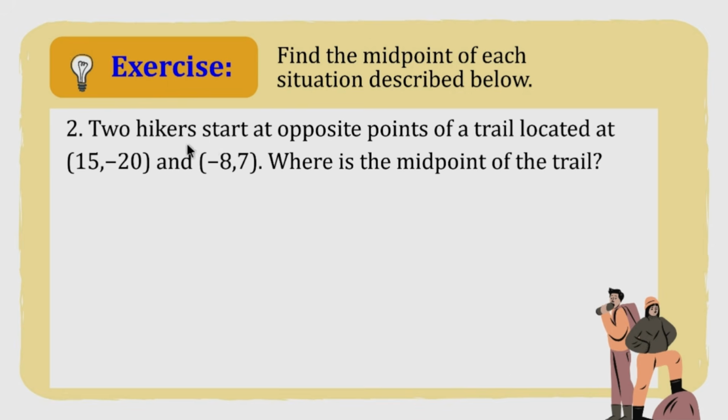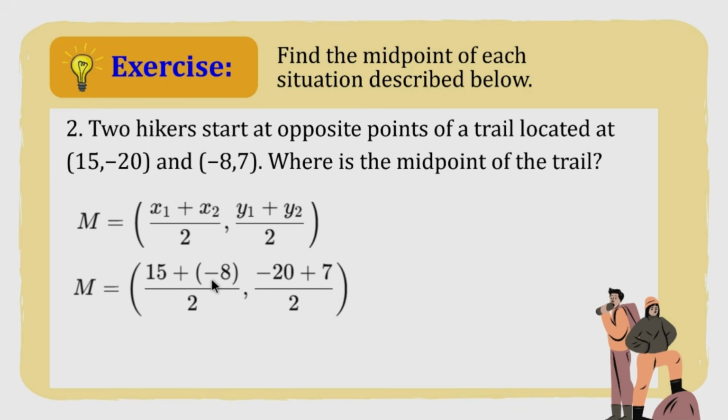Next, number 2. Two hikers start at opposite points of a trail located at 15, negative 20, and negative 8, 7. Where is the midpoint of the trail? Using our midpoint formula, let's substitute. This will be our x sub 1 and this will be our x sub 2.